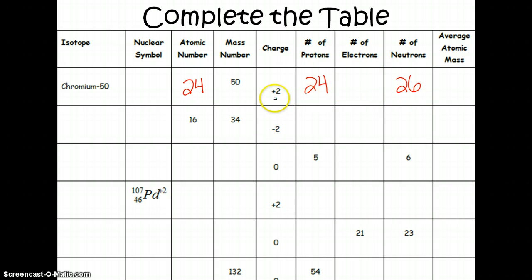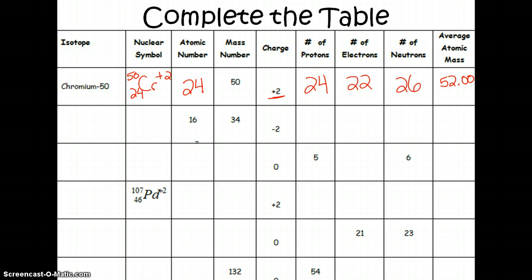The number of electrons is the balance between protons and the charge here. We have 2 more positives than negatives, so we have to have 22 negatives. The average atomic mass is the bottom number on the periodic table, and for this one, it's 52.00. And then we're going to do our symbol. So we've got the symbol with the mass, atomic number, and charge.